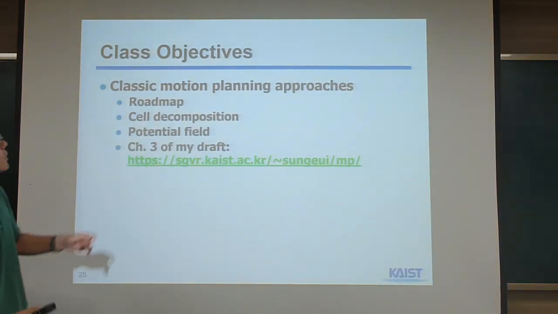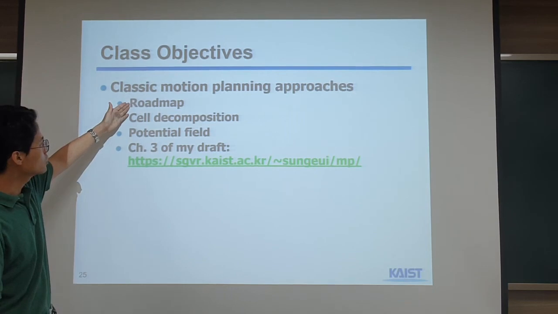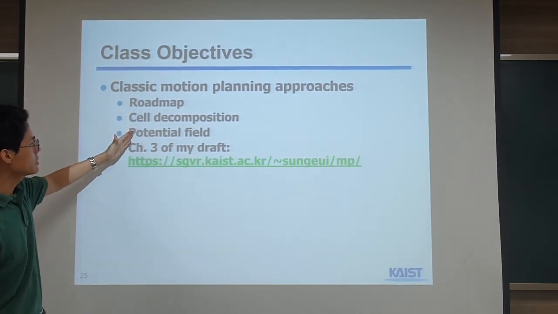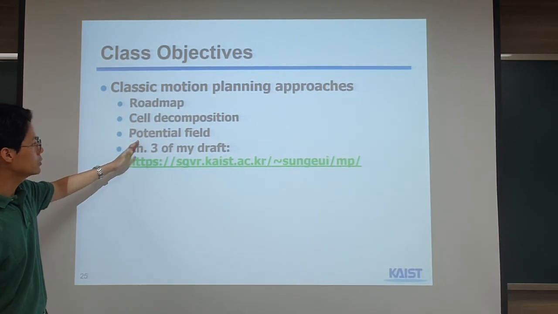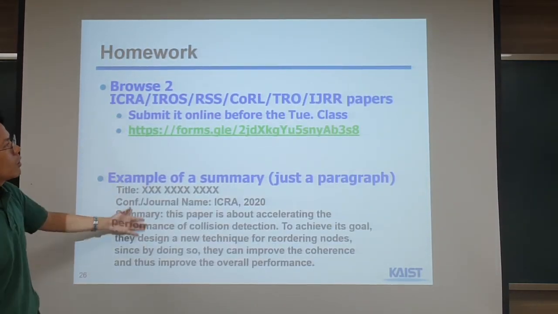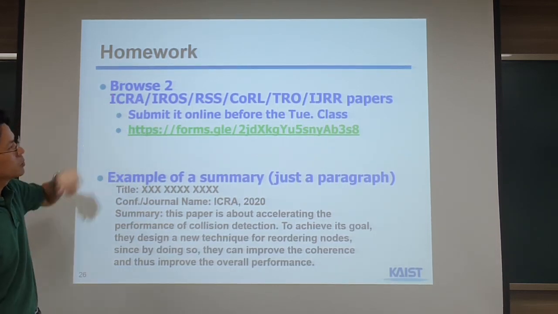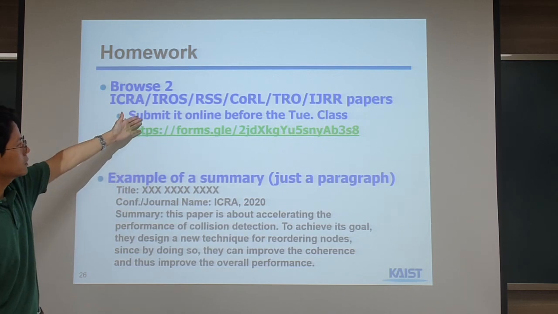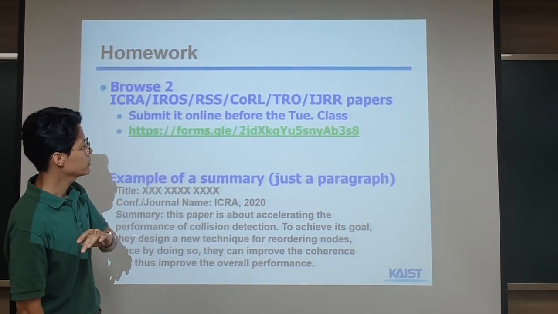But anyway, today I talked about the classical motion planning techniques, including roadmap, cell decomposition, and potential field. If you want to know more details about these techniques, I recommend you go over chapter 3 of my book. Same homework: browse the two videos and the papers and submit each summary through the online link before every Tuesday class.